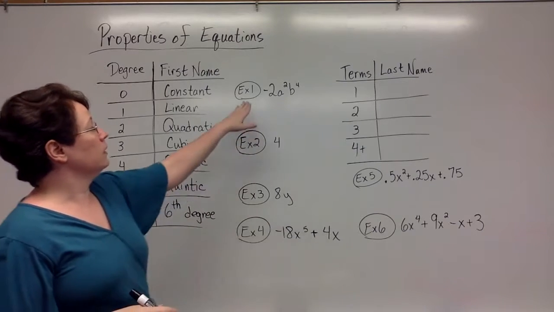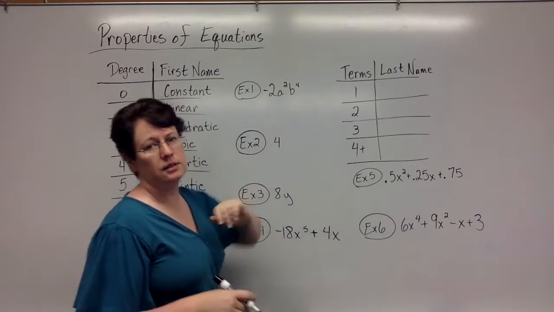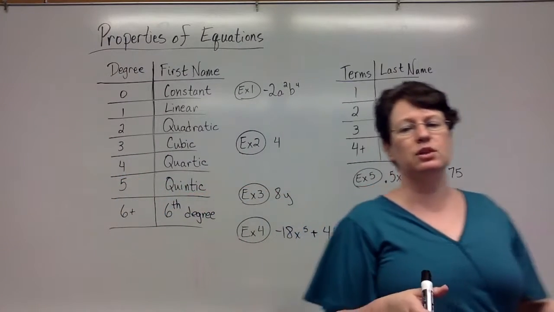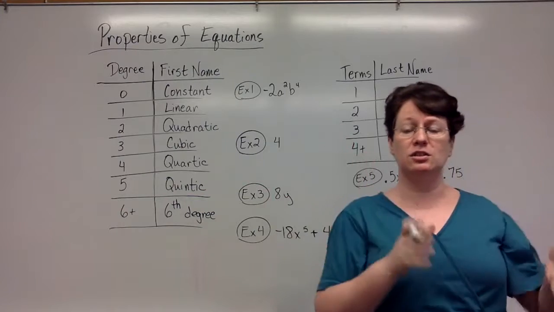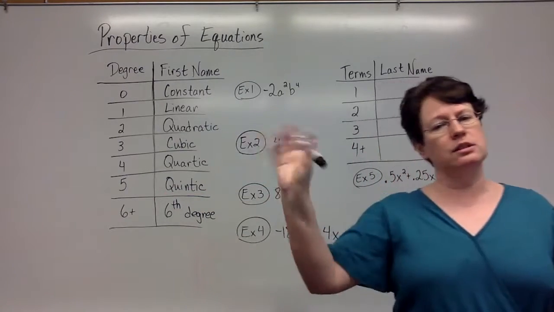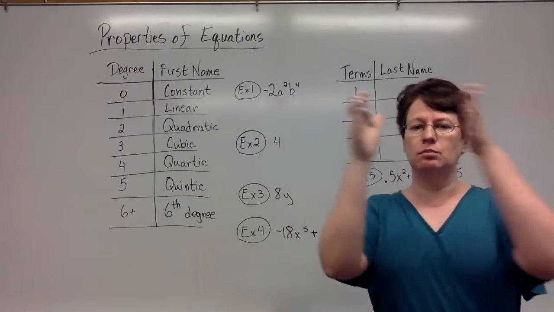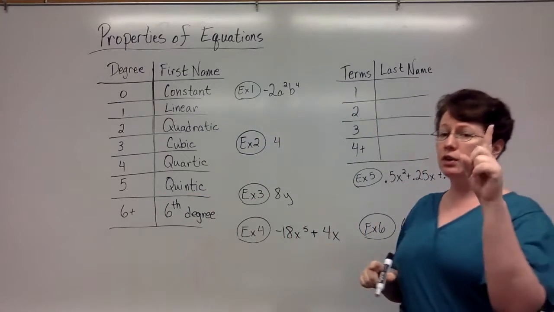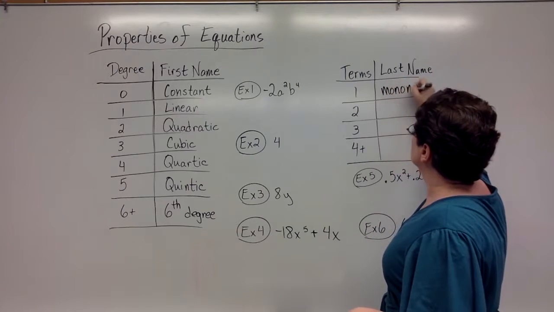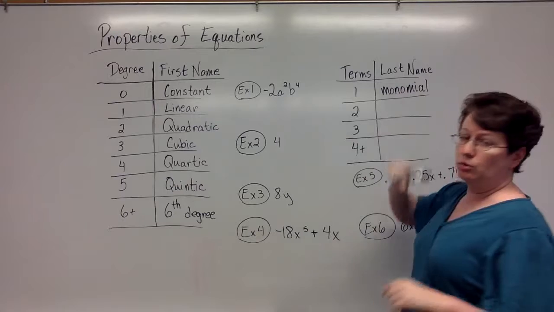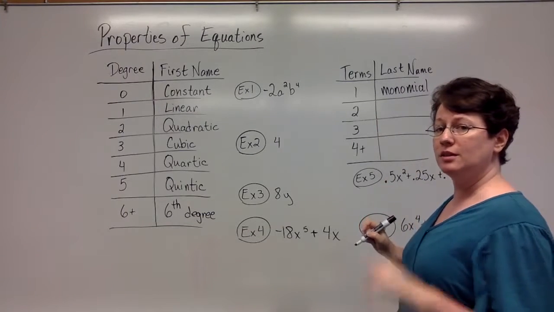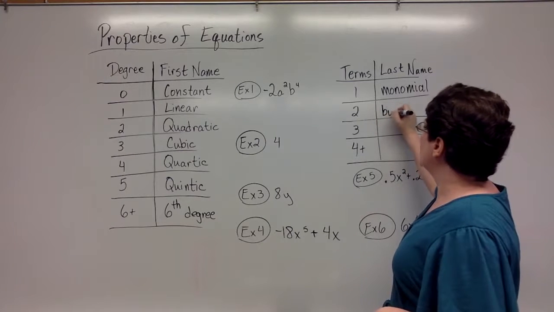Now let's look at the last name. The last name depends on the number of terms. Now terms is easy, right? Because terms are just separated by addition and subtraction symbols. We can find those all day long. We don't count symbols at the beginning. It's only the ones in between the terms. So if I've only got one term, my last name would be monomial. Mono means one.